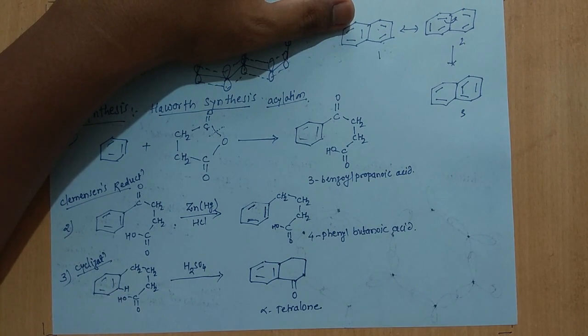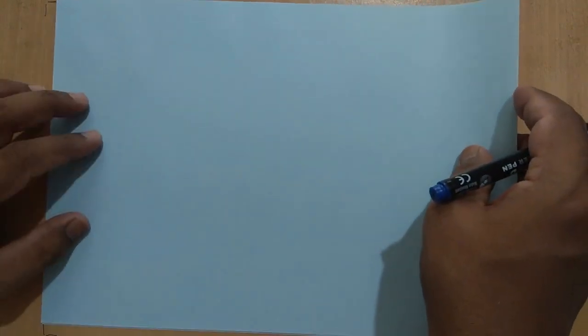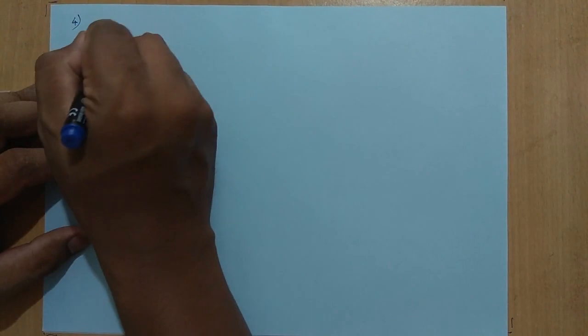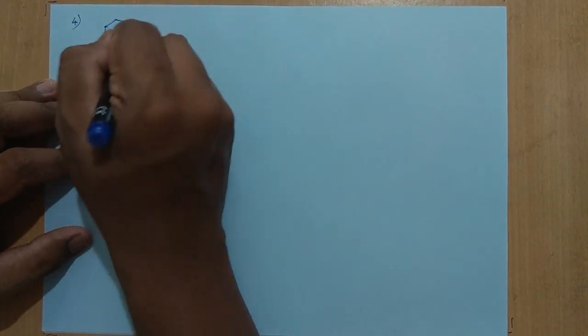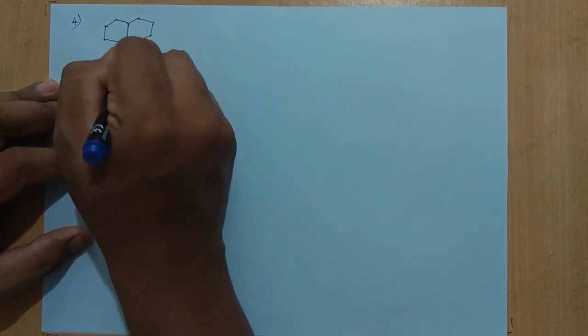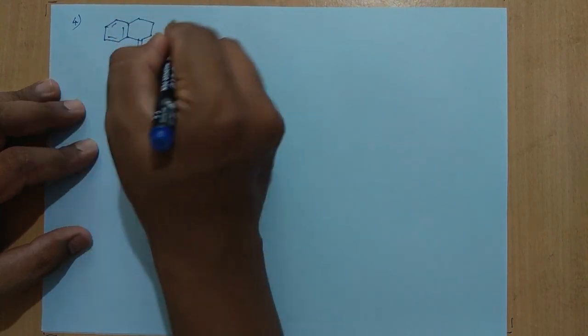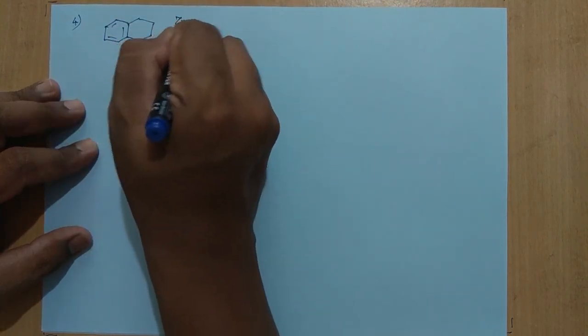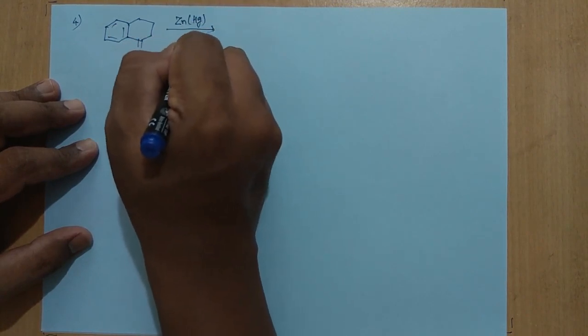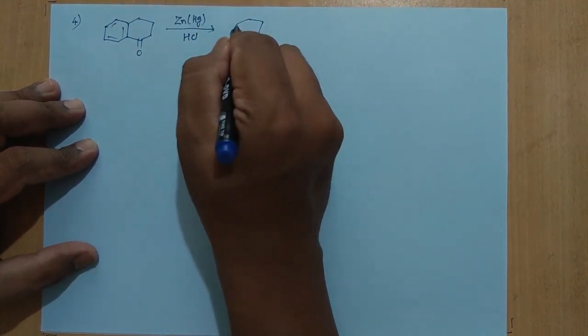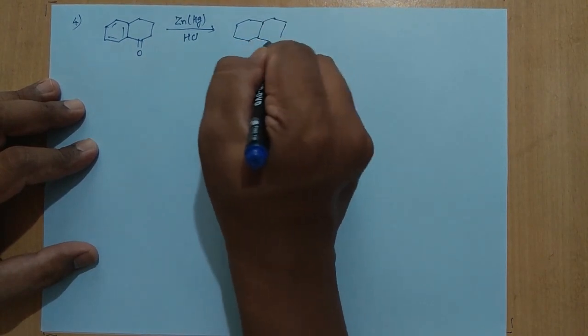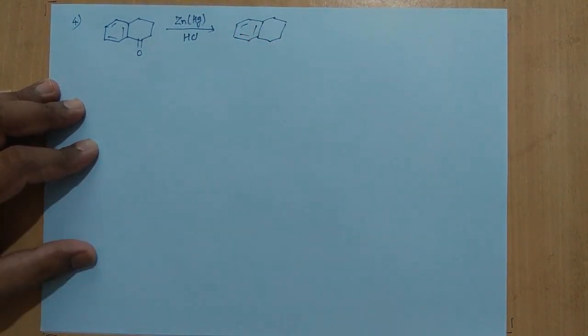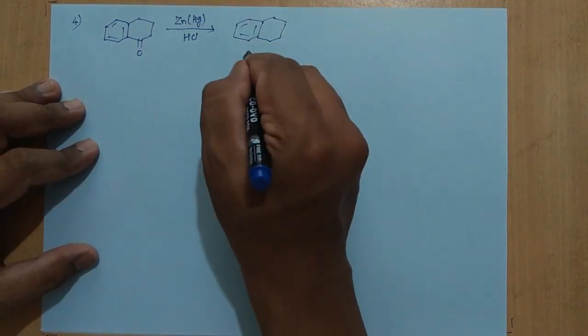Tetralone. Now in the next step, this tetralone undergoes Clemmensen's reduction. That means again amalgamated zinc is used to reduce, zinc Hg in HCl. It reduces the carbonyl group, like this. Okay, now this is tetraline.